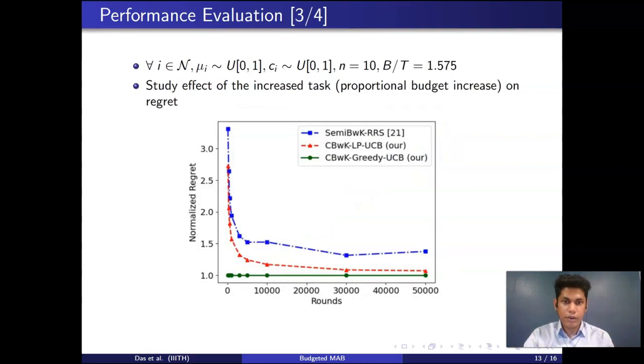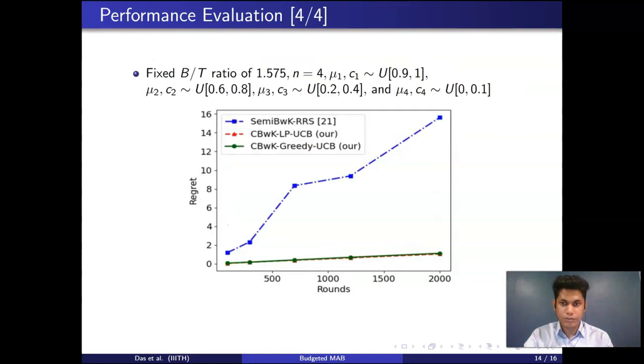Next, we fix the budget per round ratio to be this, and we study the effect of increasing task and proportional budget increase on regret. We normalize it with respect to the greedy algorithm, and we see that even the LP algorithm, which is not as good as greedy, still outperforms semi-BWK-RRS by a big margin.